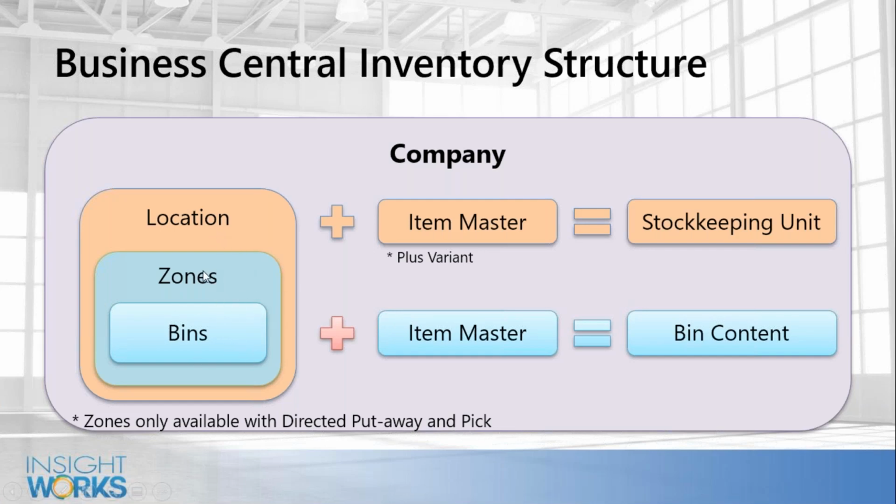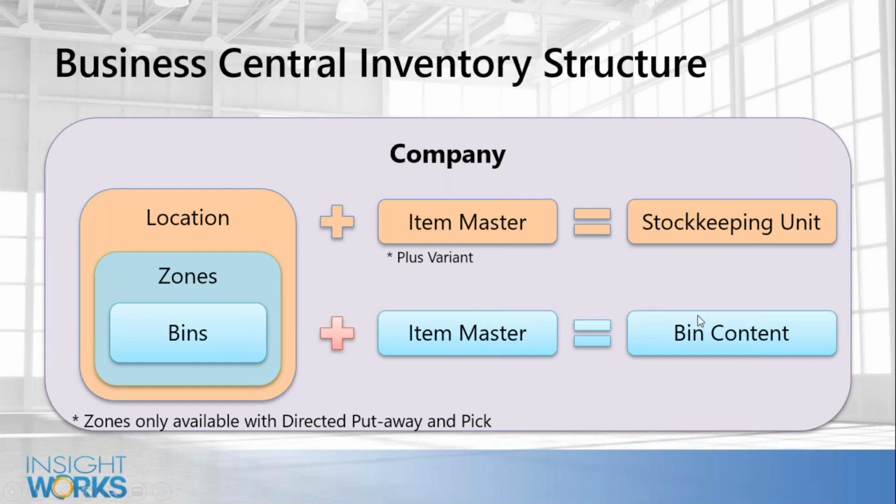So within a location, you can define zones. Now, zones are only available if you use the advanced warehousing, but whether you use zones or not, you'll have bins enabled, and then the bin plus the item master gets you something called bin content. And bin content is where we put the item specific information, right? So, if you're using the advanced warehousing, we can set mins and maxes on those bins. We can set a bunch of options around those bins.